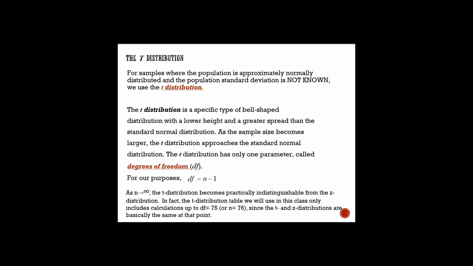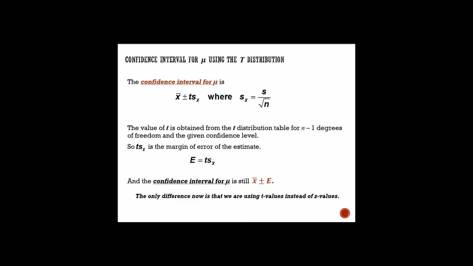Now, as I said before, as the sample size n approaches infinity, the t-distribution is practically indistinguishable from the z-distribution. In fact, the t-distribution we're going to use in this class only goes up to degrees of freedom 75. That's a sample size of 76. And at that point, the t and the z distributions are basically the same. But you could use the z distribution if your sample size goes higher than that, or you could just use that last row of the t-table, which is going to say degrees of freedom infinity.